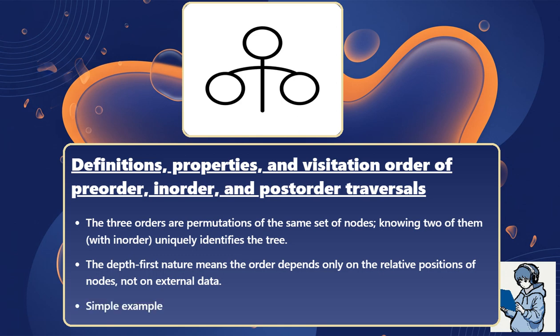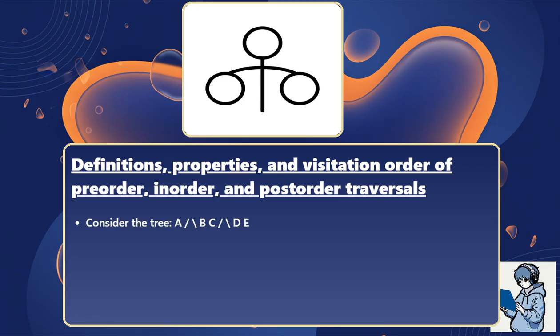Simple example. Consider the tree. A is at the top, B is the left child of A, C is the right child of A, D is the left child of B, and E is the right child of B.